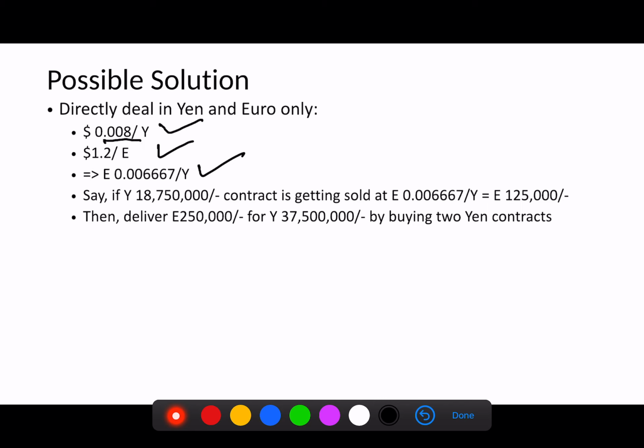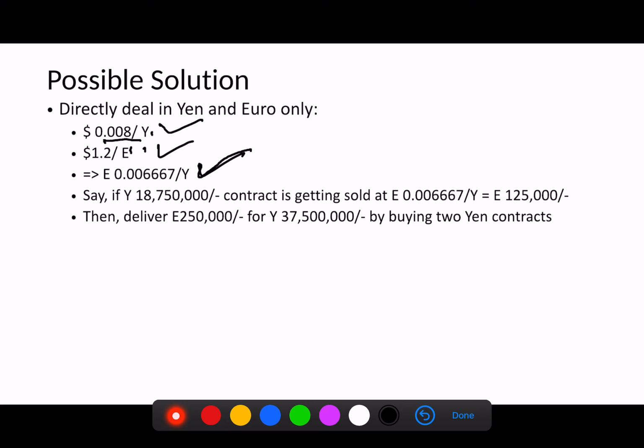So this is the rate between the dollar and the Japanese yen. If you see, this is a direct quote for the American customer, and the second one is also a direct quote for the American customer, but one involves the Japanese yen and one involves the euro. Then using this, we can find these 2 individual rates. Through the cross rate, we are able to find the exchange rate between the euro and the Japanese yen, and 1 unit of Japanese yen is equal to 0.006667 units of euros.